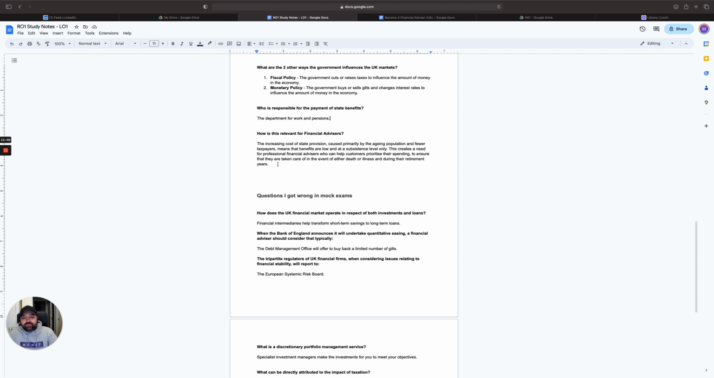So effectively, because benefits are low at the moment, there is a need for advisors who can help customers sort out their spending so they're taken care of if one of them dies, or in the event of illness, or during their retirement years.